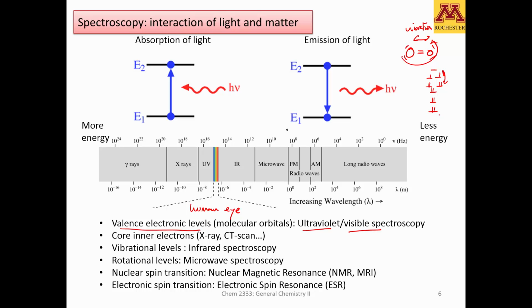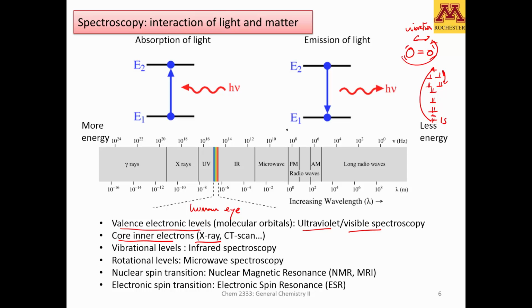If you're actually exciting electrons from the core, say that this is your 2s, or it would be even more if this were the 1s, so all the way to here, the energy required falls into the X-ray. And a typical technique that does that is the CT scan and the X-ray techniques. It excites core inner electrons.